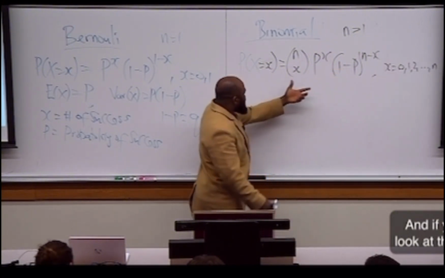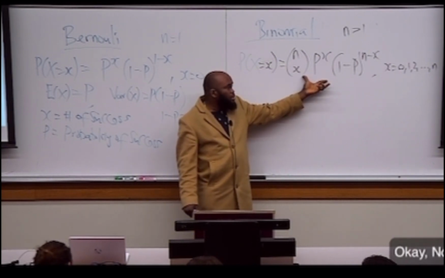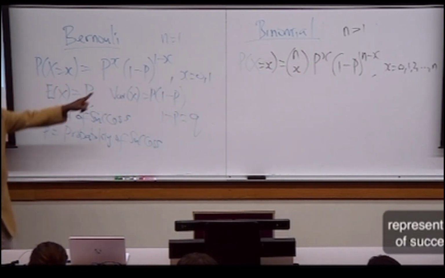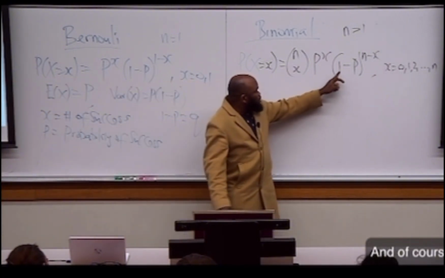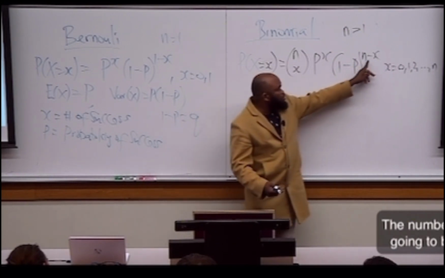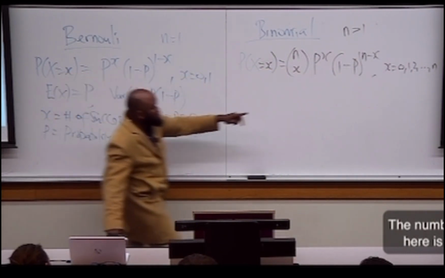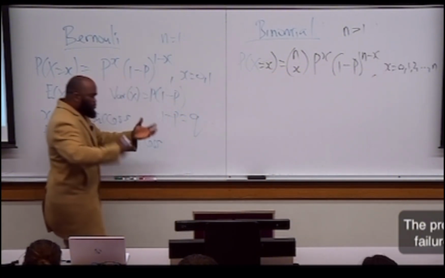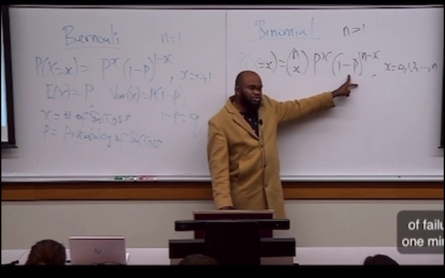If you take a look at this, this is the probability mass function for binomial. Now X still represents the number of successes, and p still represents the probability of success. The only thing here is if X is the number of successes, the number of failures is going to be n minus x. For Bernoulli, the number of failures is 1 minus x. For binomial, the number of failures is n minus x. The probability of failure here is also 1 minus p.